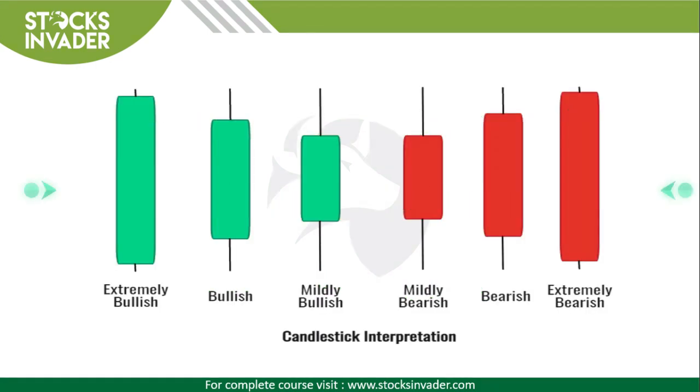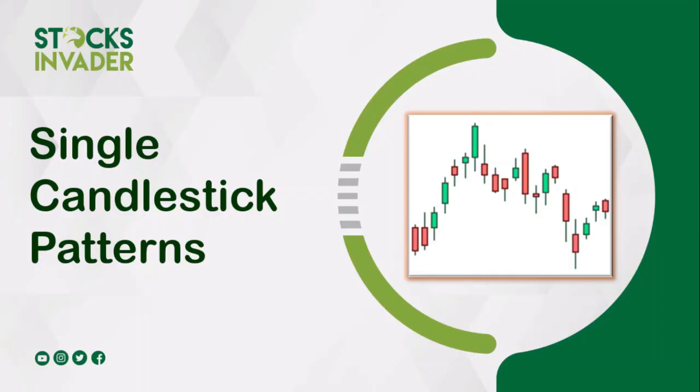A candlestick consists of a body and wicks. The body, which can be big or small, represents the open and close prices during a specified period. The wicks or shadows protrude from the top and bottom of the body, indicating the high and low prices of the period. The color of the body signifies whether the closing price was higher or lower than the opening price.